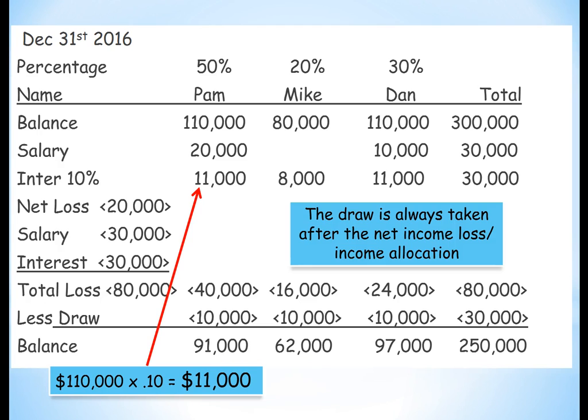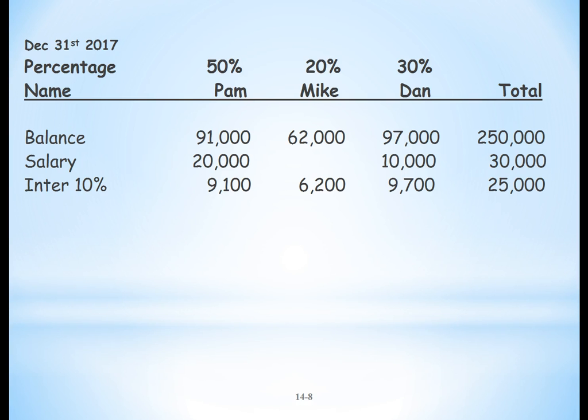And then that gives us our ending balances. Now, what we're going to do for the next year is begin with those balances. We're going to adjust for the salary, and again, we're going to take 10% of the beginning balance. If you notice, this changes every year because, let's face it, their balances change.